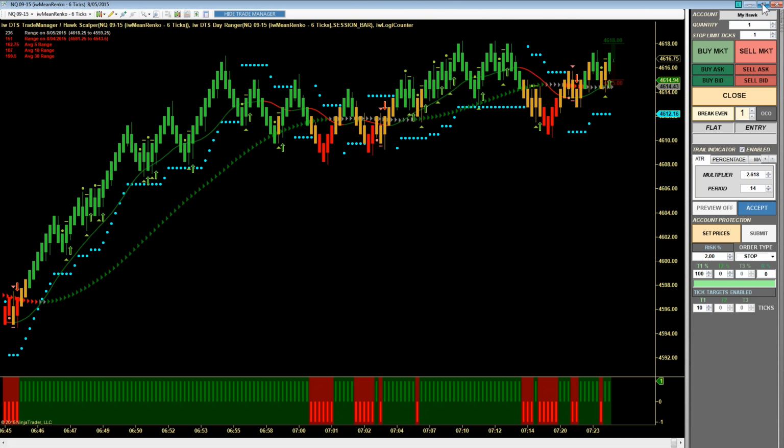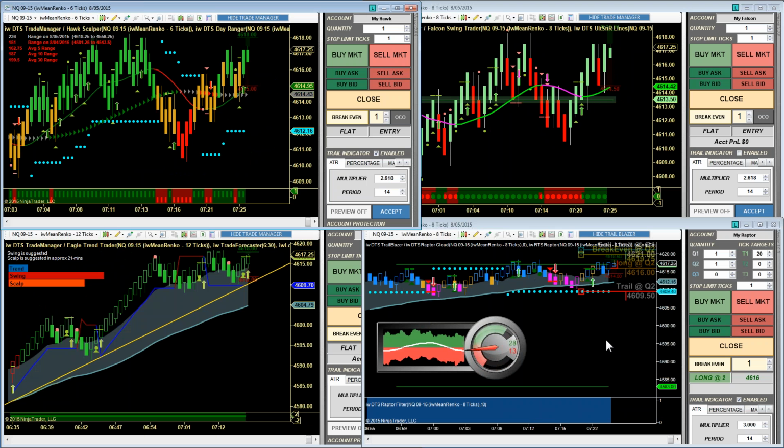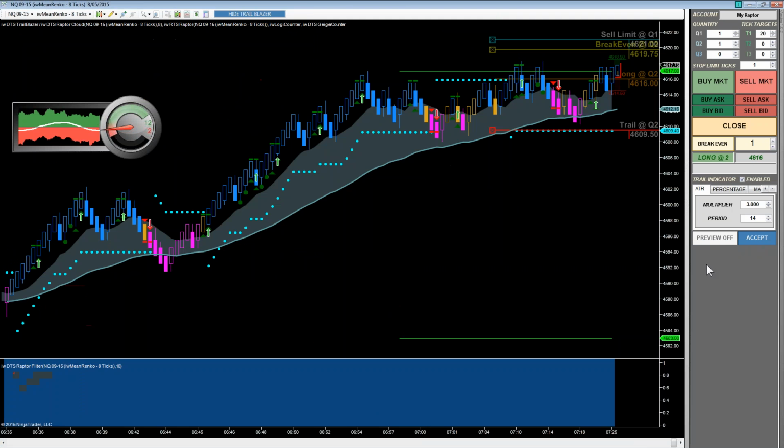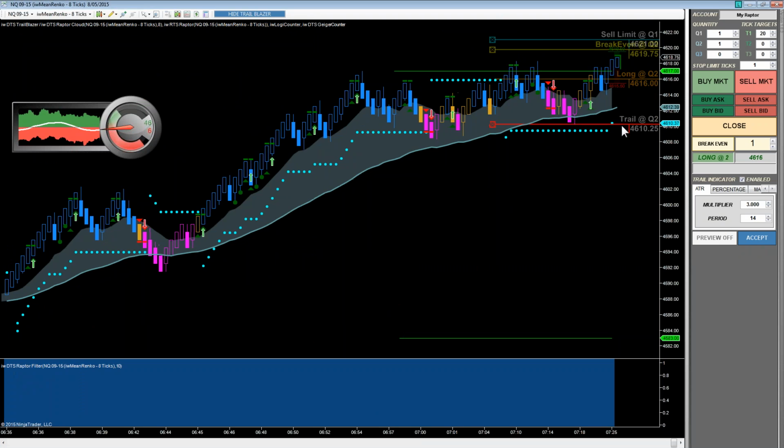Deborah's asking, does the trade manager work on the Raptor also? Yes, absolutely. The way I have it set up, I just happen to have the Trailblazer on the Raptor, but these tools are interchangeable. I could put the Trailblazer on the Hawk, I can put the trade manager on the Raptor. I may actually get to show you how it rolls the stop here. There it goes. So you see it automatically rolled the stop from here to here. And if we hit the break even trigger, you're going to see it roll the stop automatically to break even.